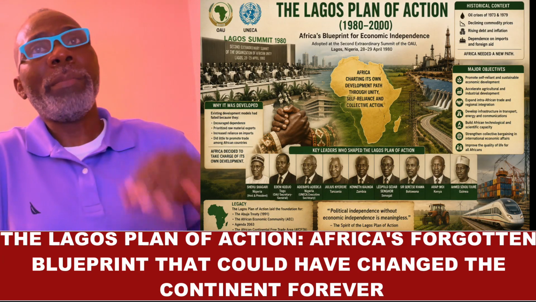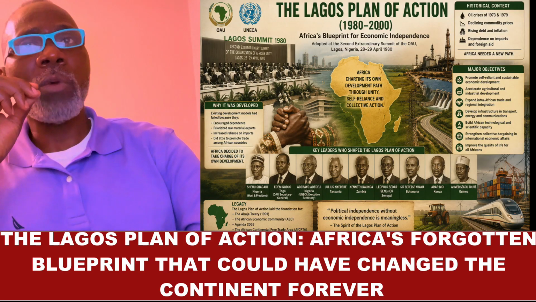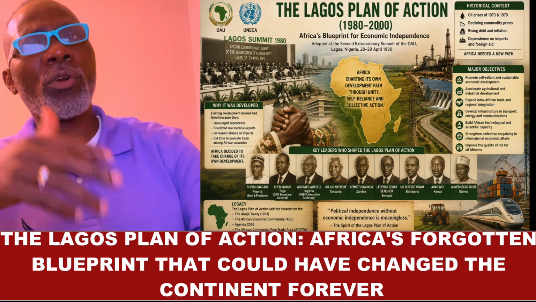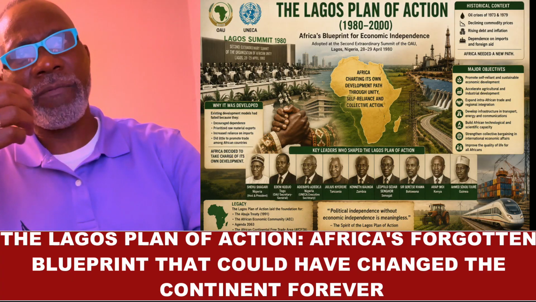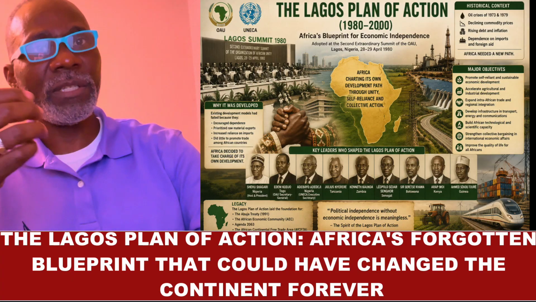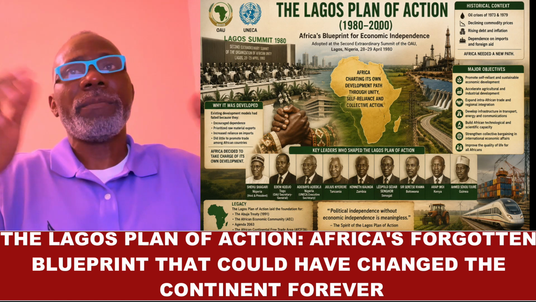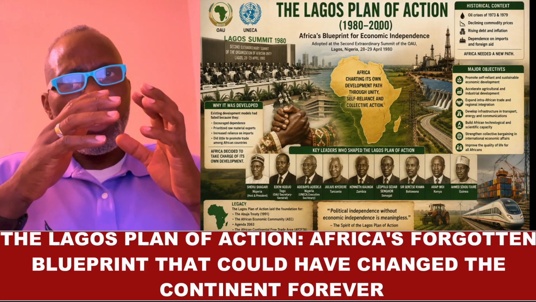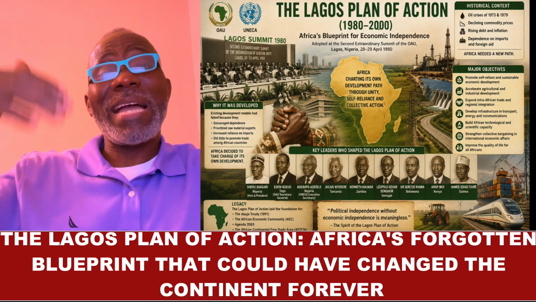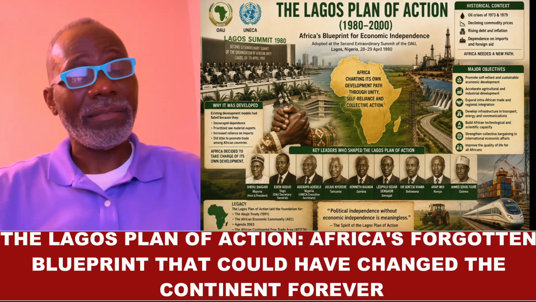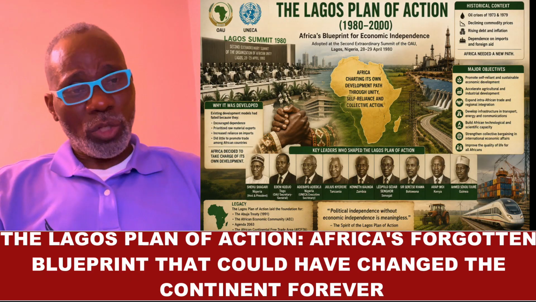Now, the main objectives of the Lagos Plan of Action were agriculture, recognizing agriculture as the backbone for most African economies. The plan calls for increased food production, achieving food self-sufficiency, expanding irrigation, improving agricultural research, supporting smallholder farms, and reducing dependency on imported food. So we're talking about 1980, the Lagos Action Plan. Then we talk about industrialization.